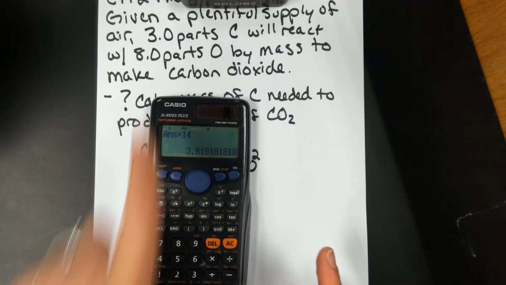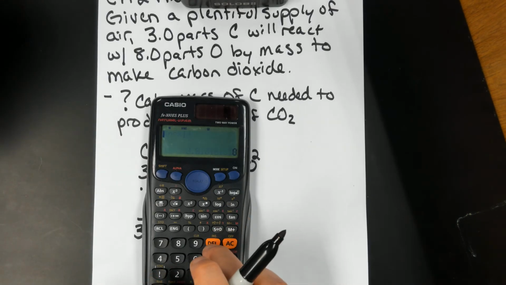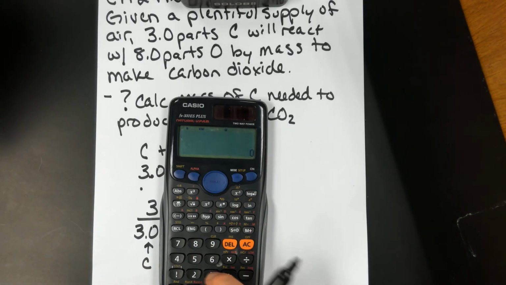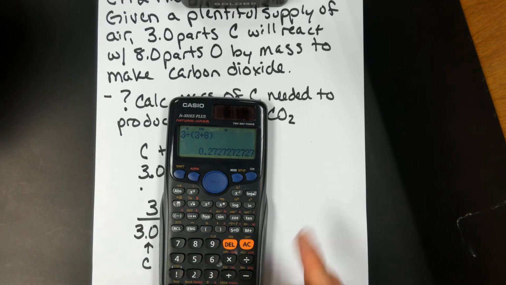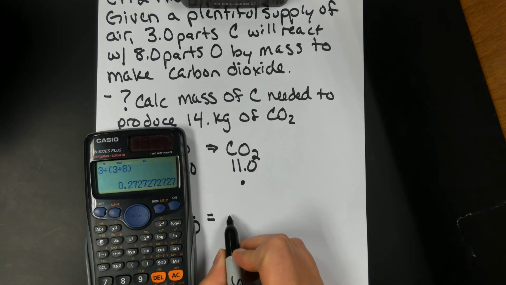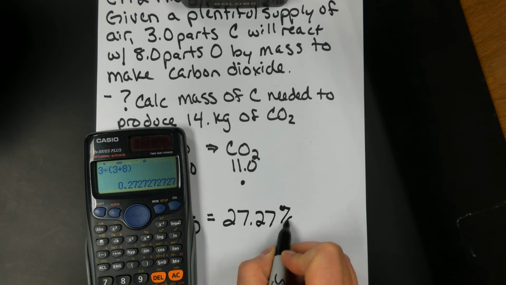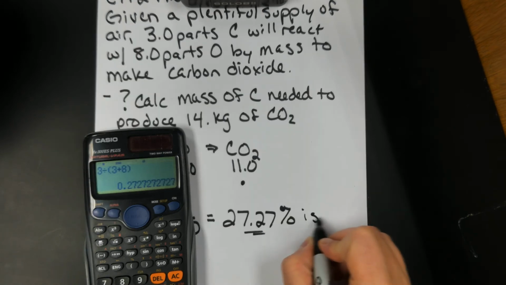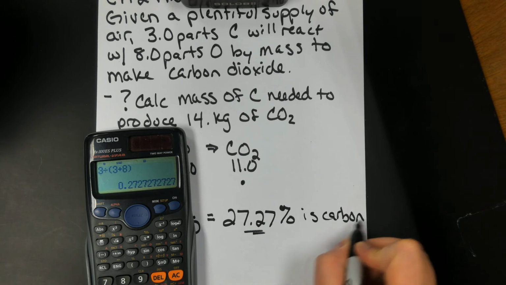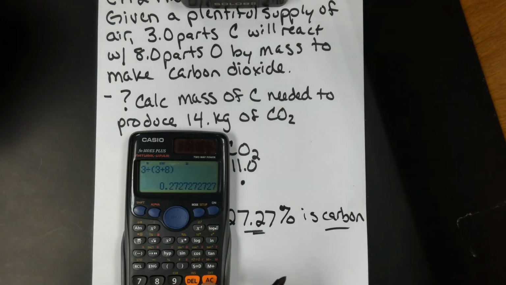So in my calculator, I'm going to have 3 divided by the quantity, so parentheses of 3 plus 8. Whew, it's late, isn't it? So I get 0.2727. So essentially, I can kind of think of this as 27.27% is carbon alone, right? So then you just take that and you multiply it by the 14.